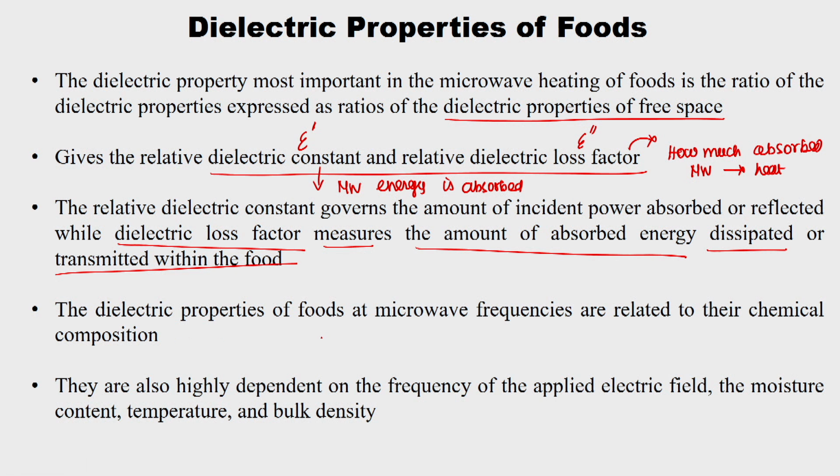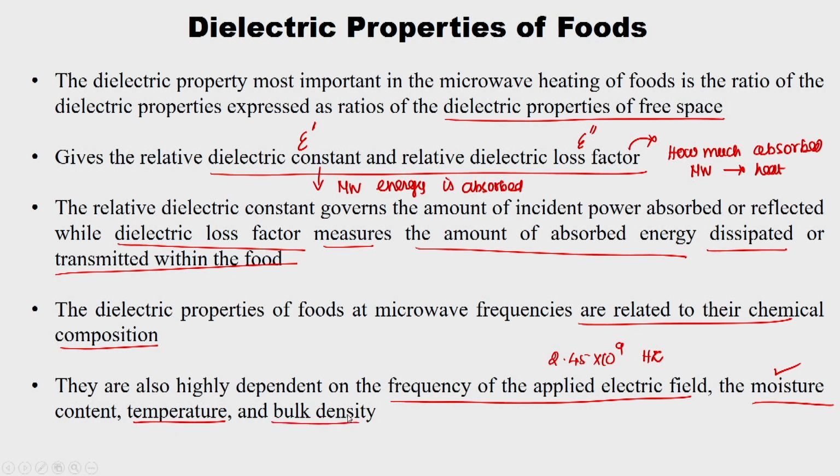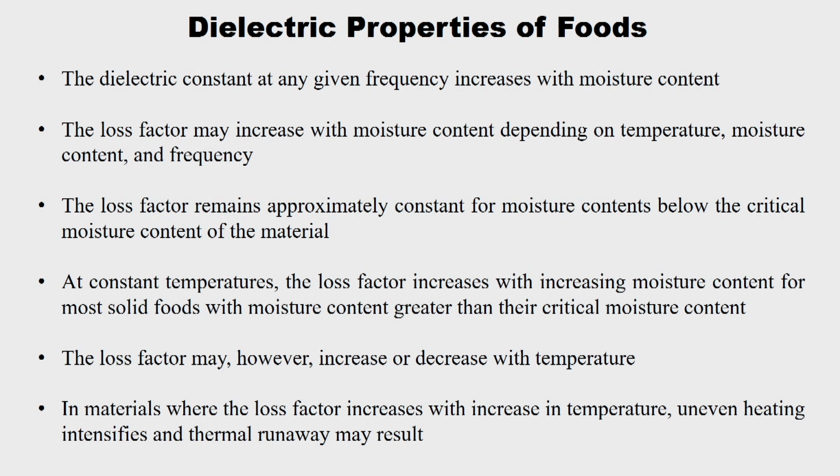The dielectric properties of food at microwave frequencies are related to their chemical composition. We already told how much dielectric material or polar molecule you have, that much it can absorb and it can be converted into heat. They also highly depend on the frequency of the applied electric field, we already told. That is why we said this is very important, 10 to the power of 9 hertz. And the moisture content of the food, because water is important here, and the temperature and the bulk density of the food material. The dielectric constant at any frequency increases with the moisture content, because however much the moisture, it can absorb that much microwave energy. So this is nothing but absorption of microwave energy.